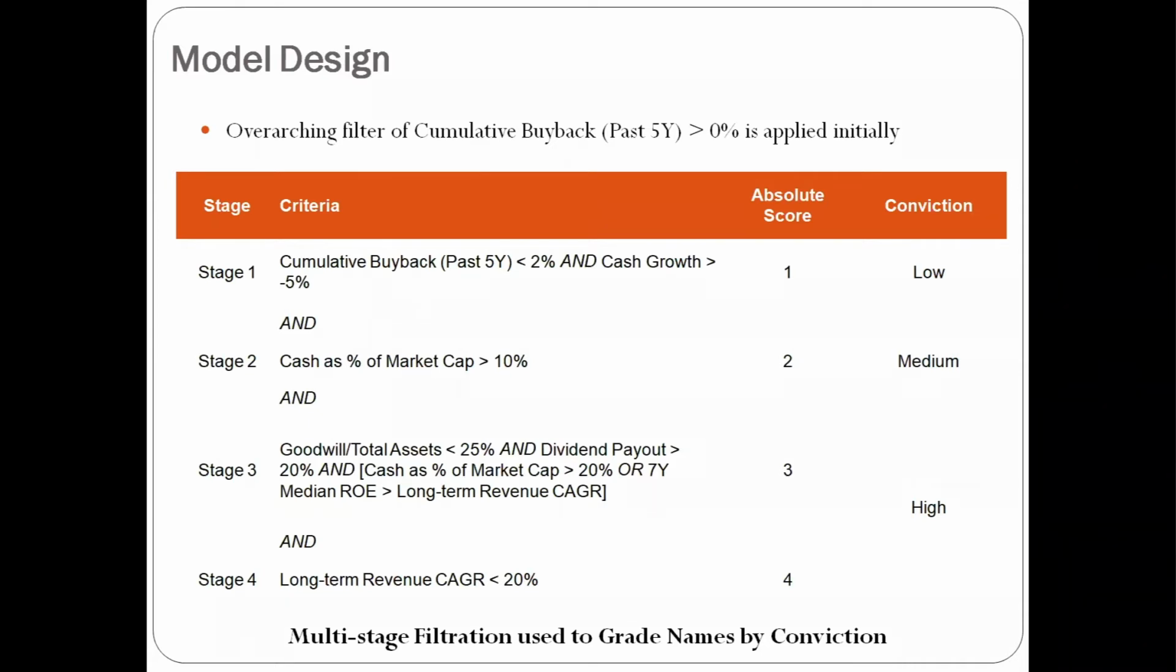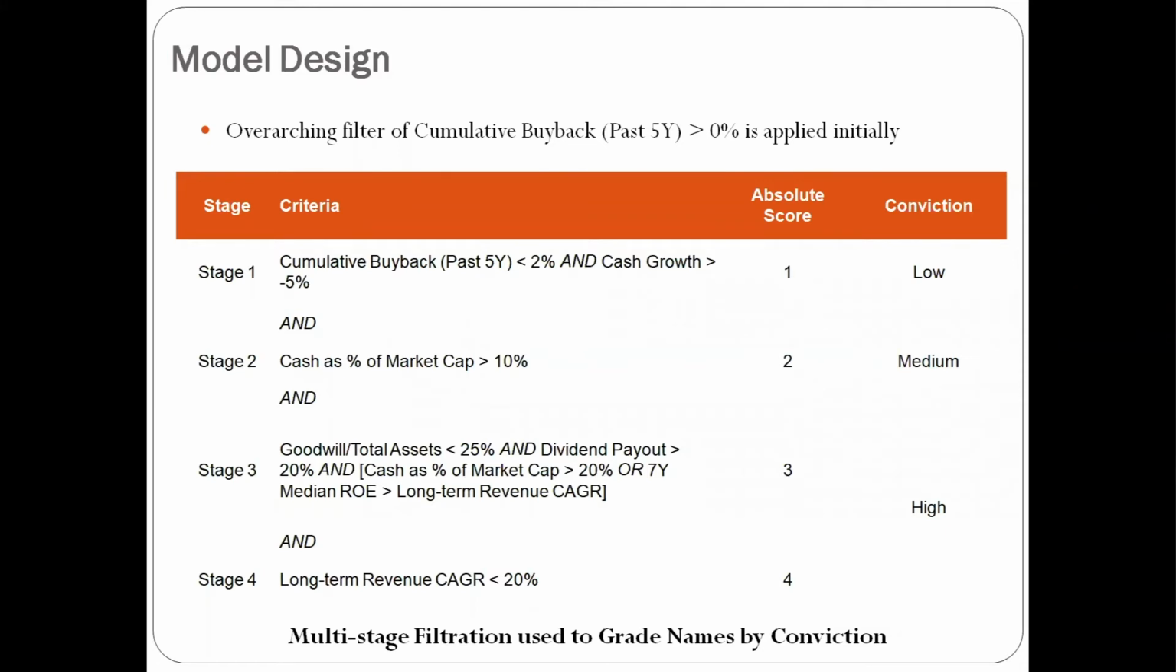So we definitely have the cash parameter, cash as a percentage of market cap, to determine whether there is excess cash on the balance sheet or not. We have included a cash growth parameter to understand whether the cash is growing or not. To identify competing uses of cash like acquisitions, we have used goodwill over total assets to identify whether a company has been acquisitive in the past or not. On the dividends, we have used a dividend payout parameter for companies where we want to see whether the company can fund its growth itself and create excess cash. We have used ROE versus long-term revenue growth parameters to understand whether the company can self-fund its growth, or does it have to rely on external capital.